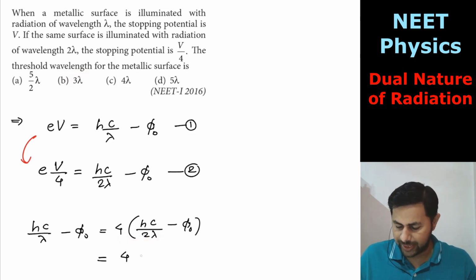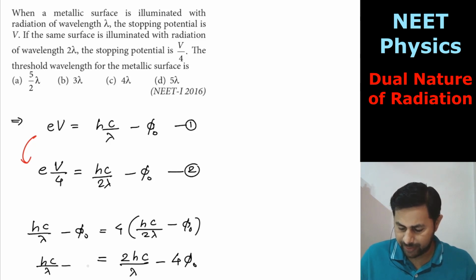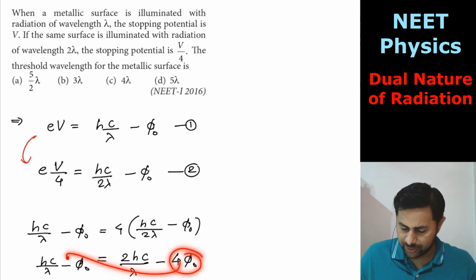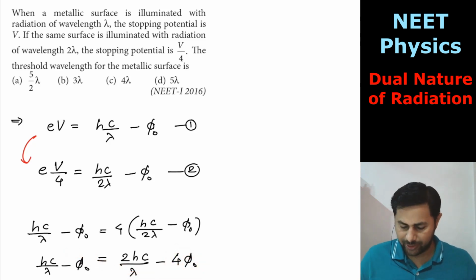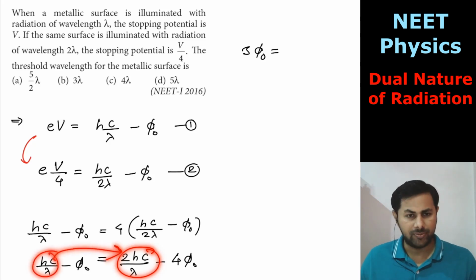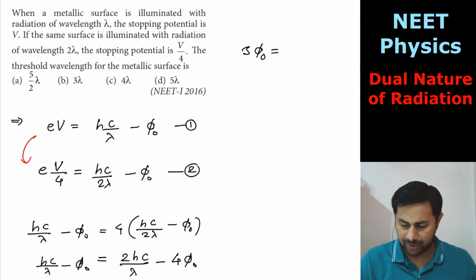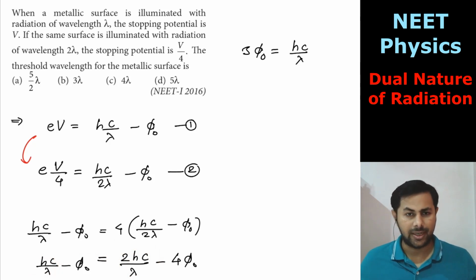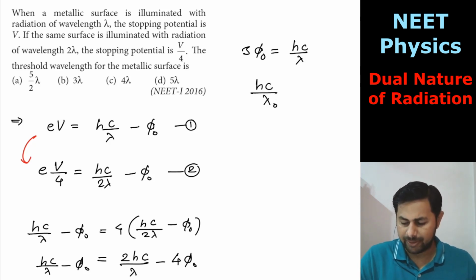So this is 4 times hc by 2 lambda, that means 2 hc by lambda minus 4 phi naught. Okay, and this is hc by lambda minus phi naught. So if we move this thing on this side, that is plus 4 phi naught minus phi naught, that would be 3 phi naught. So 3 phi naught is equal to 2 hc by lambda, and this hc by lambda, if you move it on that side, it would be equal to hc by lambda. So hc by lambda, right? And what is phi naught? So phi naught, we know it is hc divided by lambda naught.